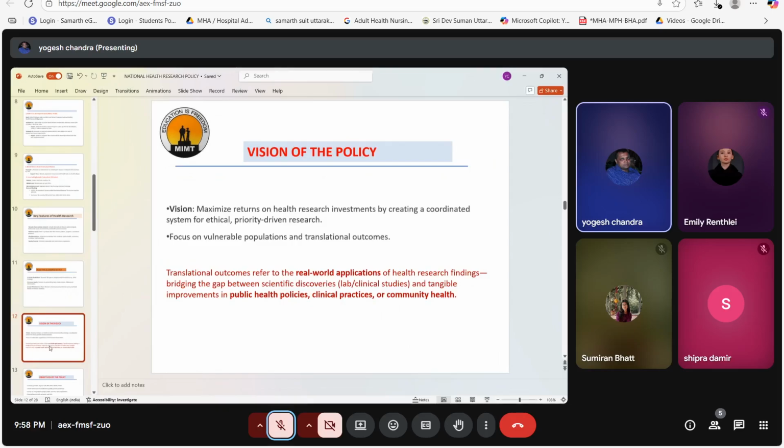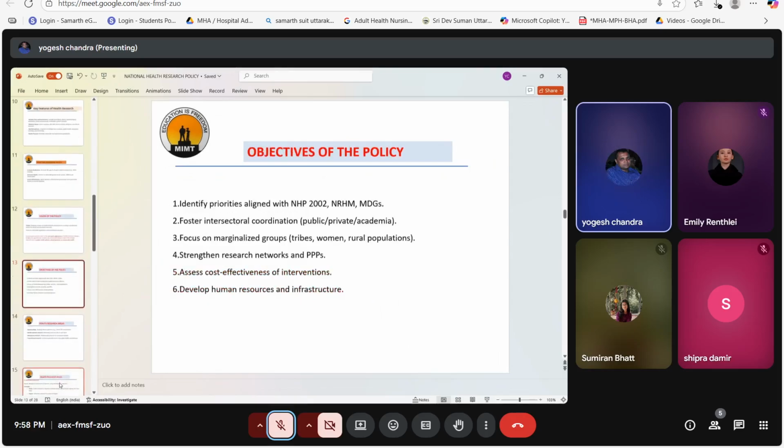Okay, so that is the vision of the policy. And if we talk about the objectives of the National Health Research Policy: identify priorities aligned with the national health population, NRHM, MDG, SDG, whatever the goals are. Foster intersectoral coordination, it's very important. Public, private, and academia. What was actually happening before 2007? People were doing research, but they were not coordinated. So this intersectoral coordination is very important.